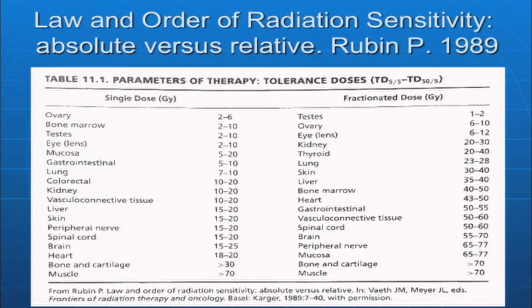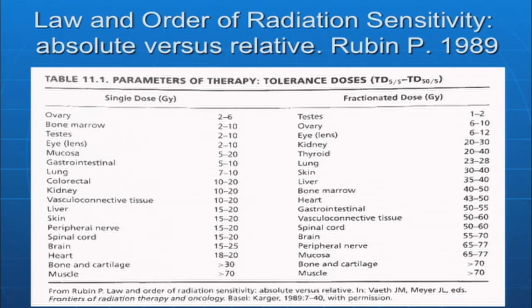Now, we couldn't really talk about tolerance of doses without speaking about the late Dr. Philip Rubin from the University of Rochester. He was a pioneer and leader in radiation oncology. He was one of the first to actually describe and publish about the tolerance of normal structures throughout the body. Here we have a table of the tolerance doses, TD5/5 and TD50/5, in single dose fraction radiation and fractionated. It ranged from the more radiosensitive normal structures like the eye and the lens to the more radioresistant structures like muscle, bone, and cartilage.